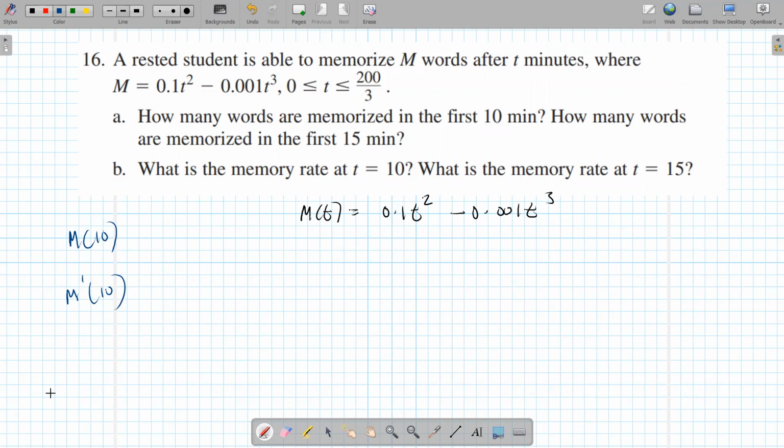It's asking for m of 10. Just m of 10, no m prime, because it's just asking the number of words after 10 minutes. So all you do is you're going to plug t as 10, right? That's all you do for this one. So 0.1 times 10 squared minus 0.001 times 10 cubed. That gives me 9. That is not that impressive, is it? 10 minutes, you get 9 words.